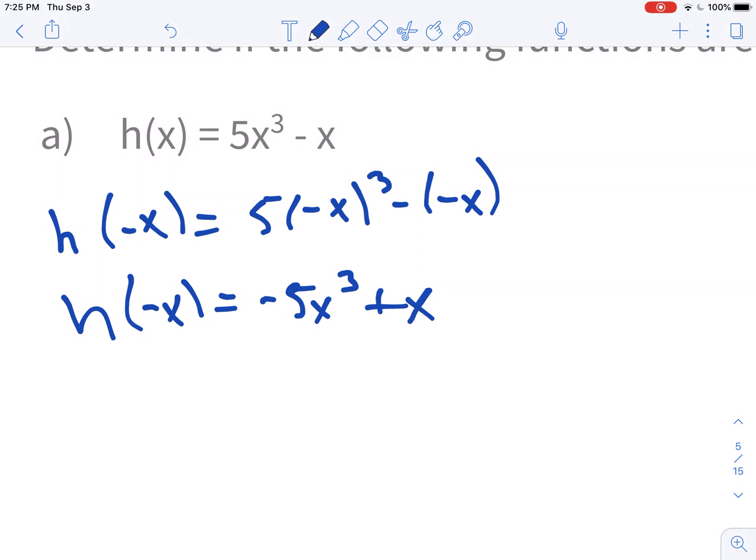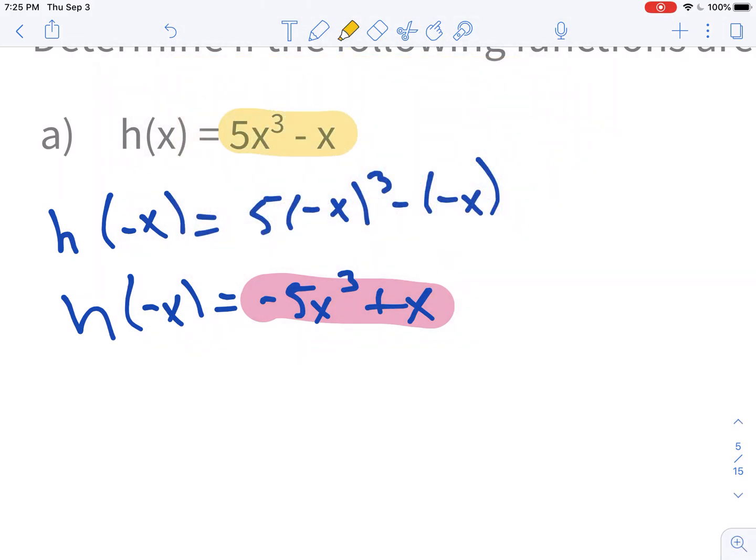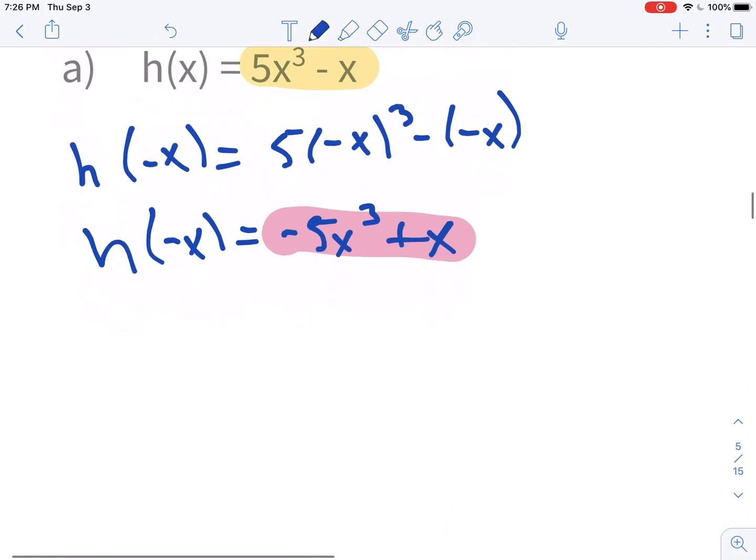And for all of you that I taught in Algebra 1, that means you dip the chip and you turn that into a positive value. Right away, I can see, all right, these two are not equivalent. 5x cubed minus x is not the same thing as negative 5x cubed plus x. All right, so it's not even, which means that I've got to do my next test of, is it odd?